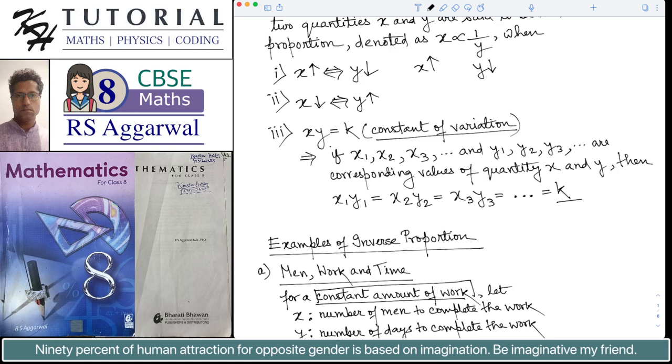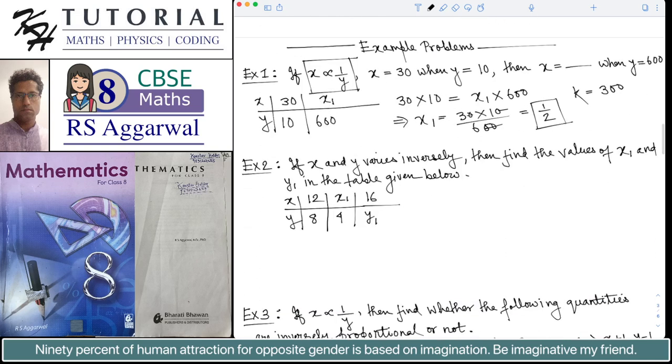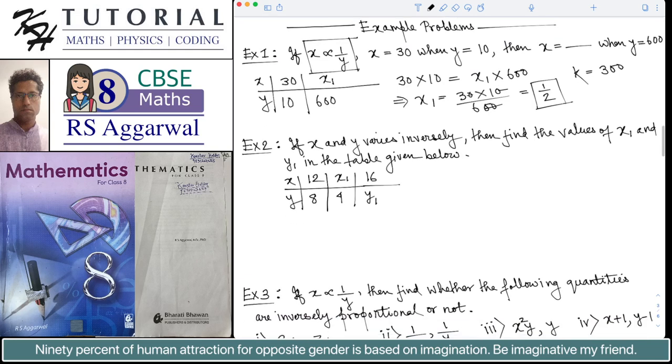When quantities x and y vary inversely with each other, then their product is a constant. That is, the product of the corresponding values of x and y, that is x1 y1, x2 y2, x3 y3, are all the same, which is a constant k, known as the constant of variation. So in this problem, the constant of variation k is 300. Okay. Let's see problem number 2.